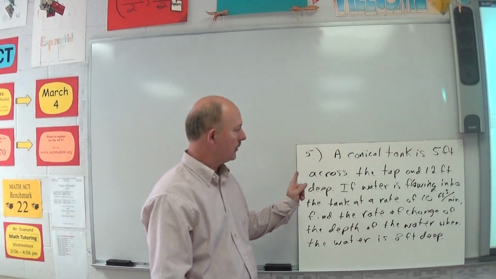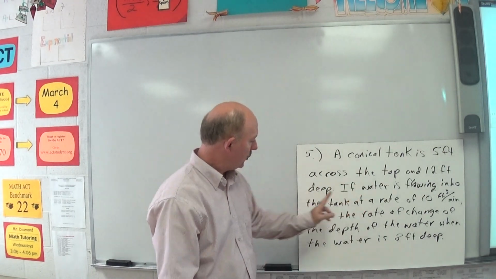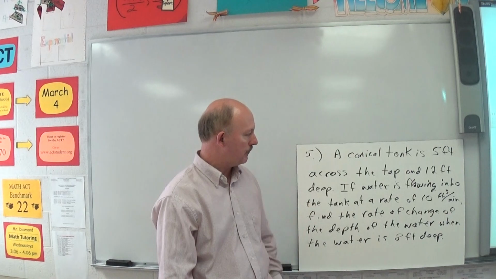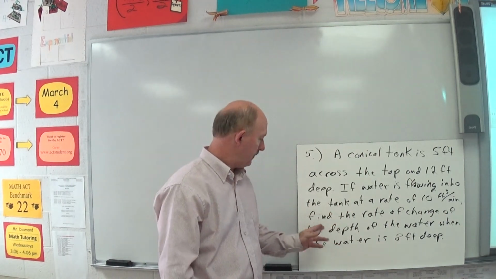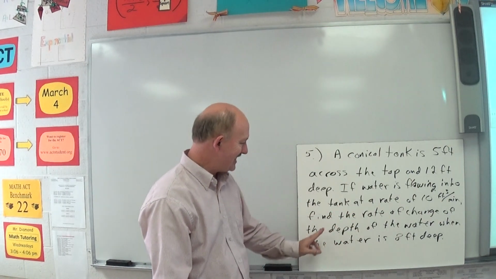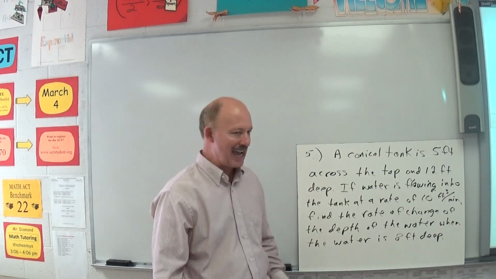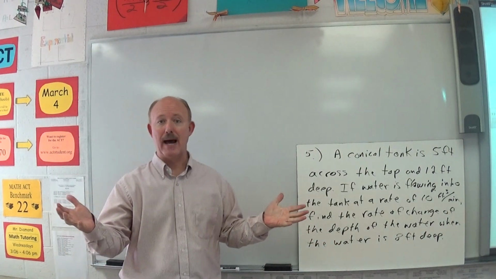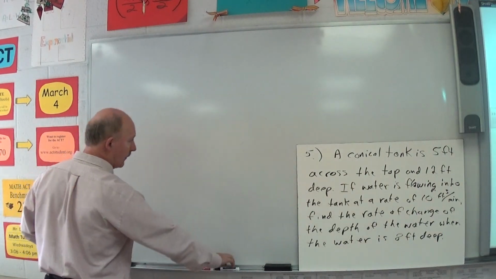So a conical tank is 5 feet across the top, 12 feet deep. The water is flowing into the tank at a rate of 10 cubic feet per minute. Find the rate of change of the depth of the water when the water is 8 feet deep. All right, so here's our problem. Now first let's start off with a diagram. So we always start off with a diagram.